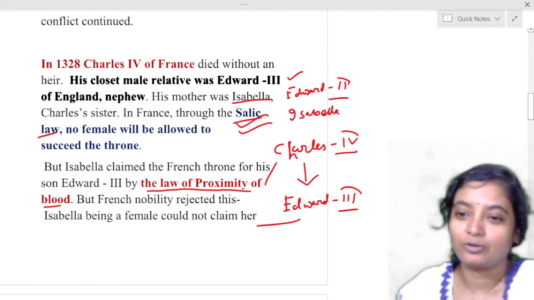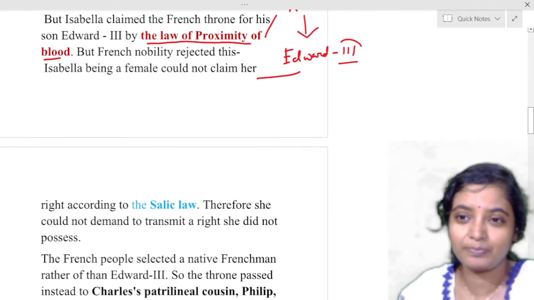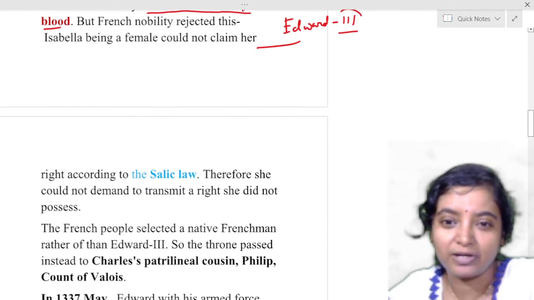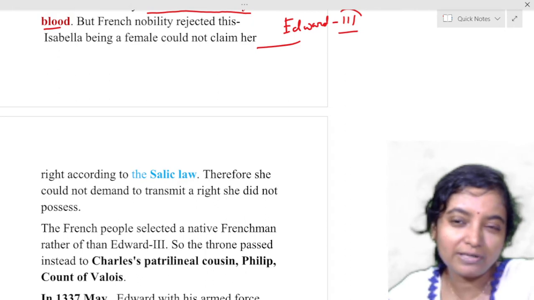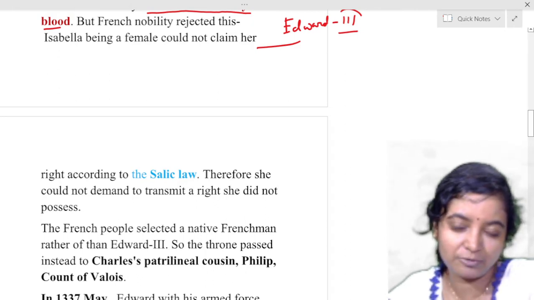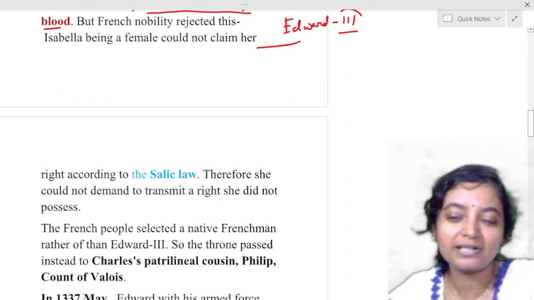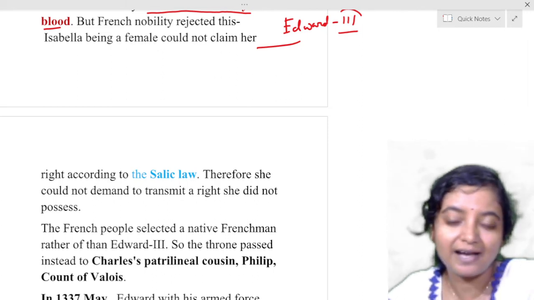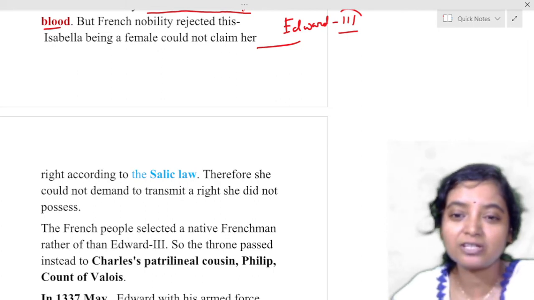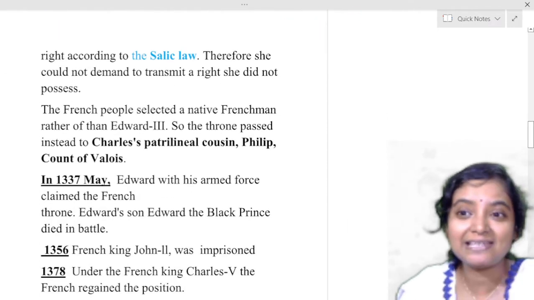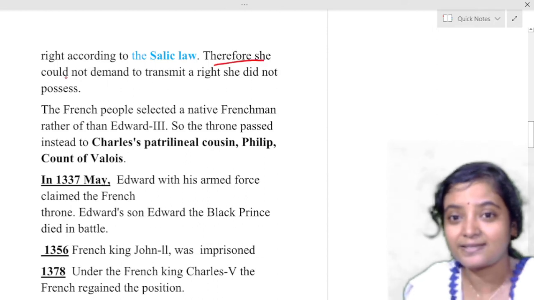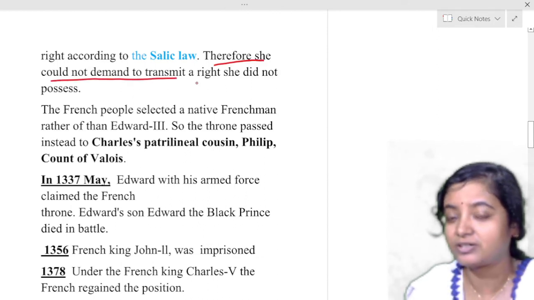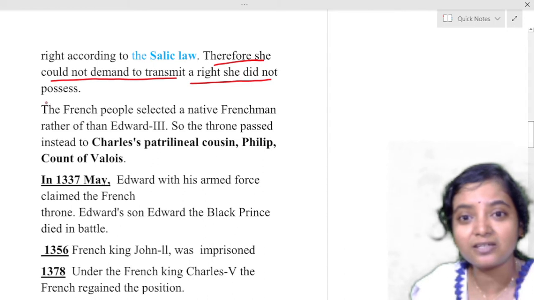The French people did not agree with this point: that due to the Salic law, no female could claim the right. So if Isabella could not claim the right, how was it possible that her son would claim? Therefore, she could not demand or transmit a right she herself did not possess. Understand this point.